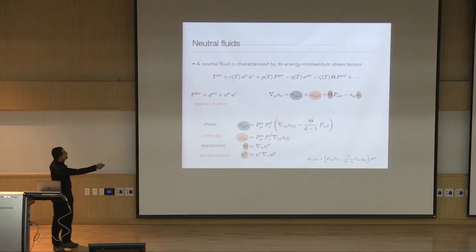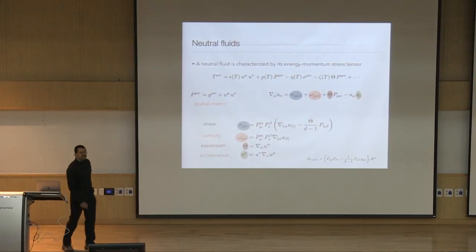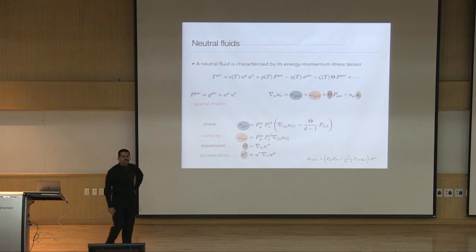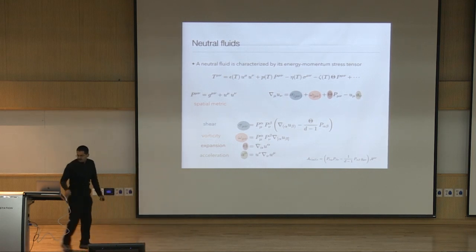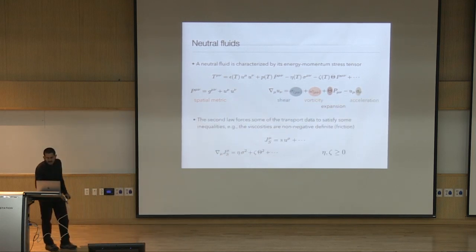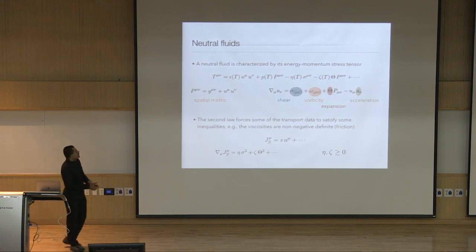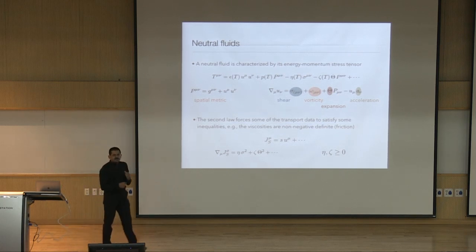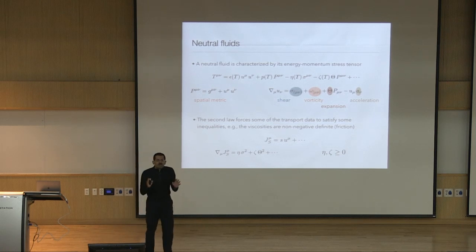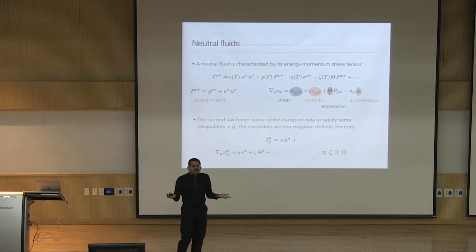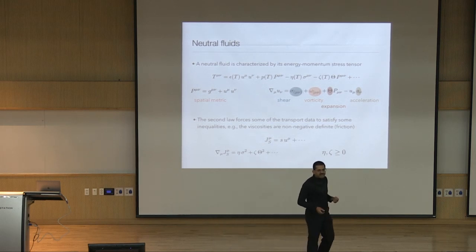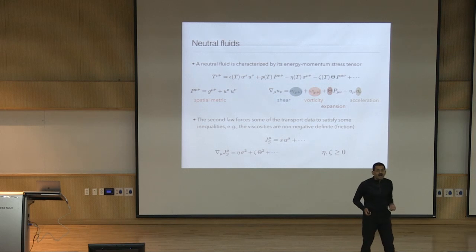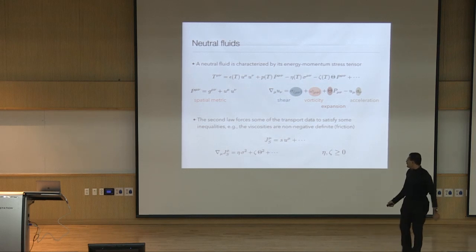Now, these guys have names. Eta, which multiplies the shear tensor, is called the shear viscosity, and zeta, which multiplies the expansion, is called the bulk viscosity. Okay, so this is what we get without doing any work, right? Because we're just classifying tensors. But now we can put in the work. We can ask what happens by demanding the existence of an entropy current vector. Here's what happens.